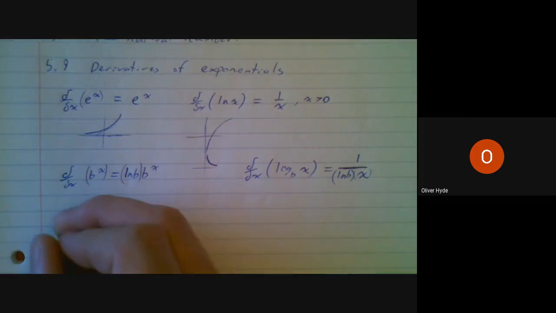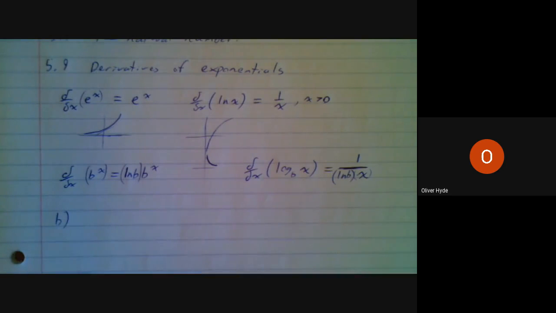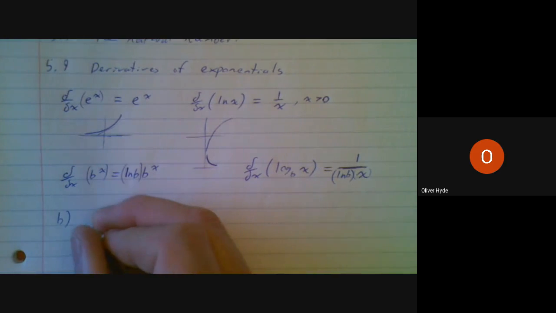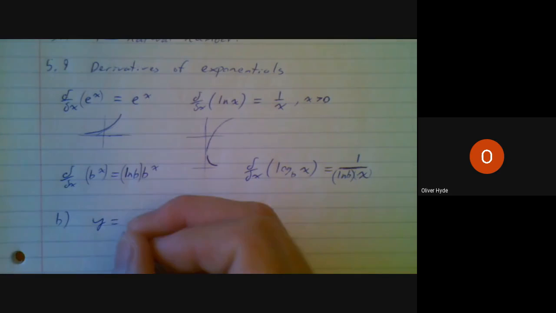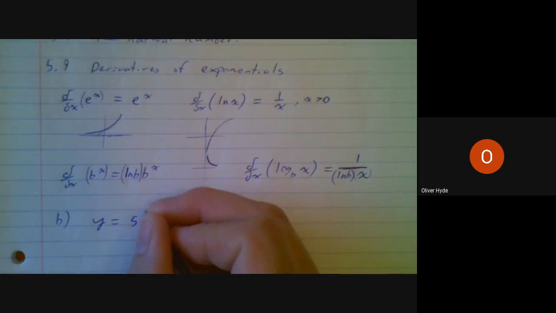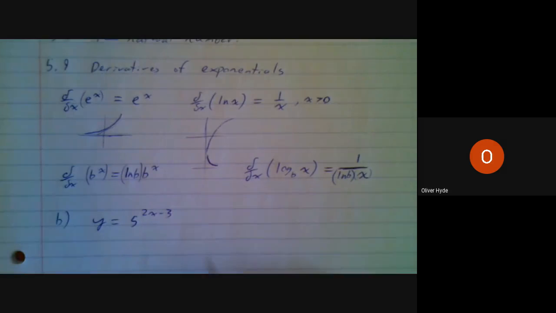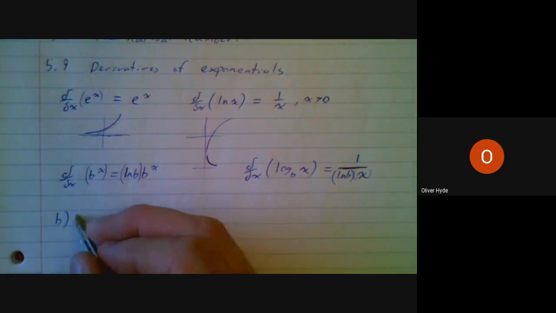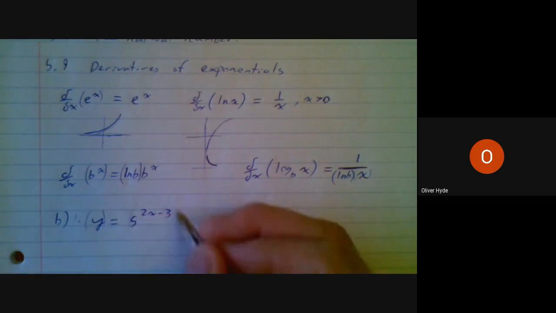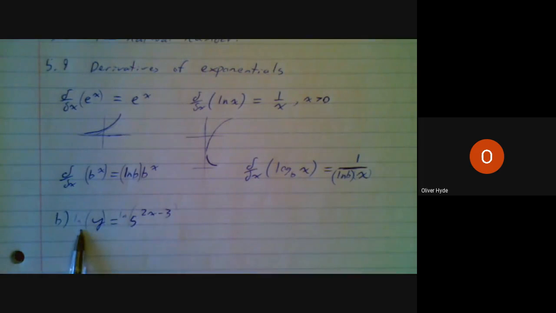I think this one was example B, where the function was y equals 5 to the exponent 2x minus 3. And there's not a ton of properties that we can use here, but I'll just use this as an early introduction to the idea of logarithmic differentiation. I am allowed, if I want, to take the natural logarithm of both sides. I can take any logarithm, but I'll choose the natural logarithm since its derivative is a little bit simpler.